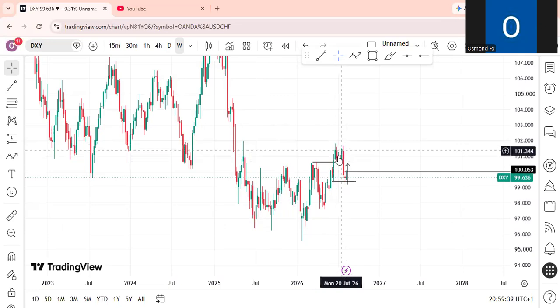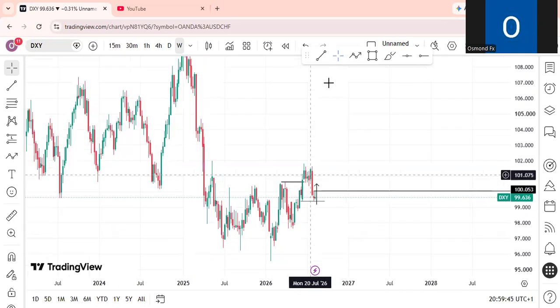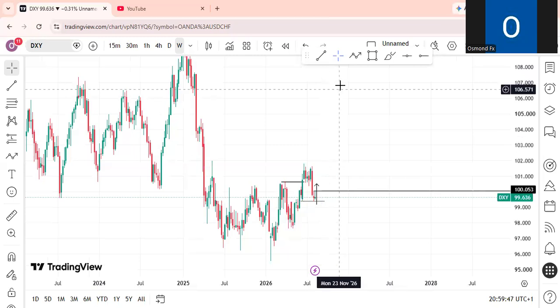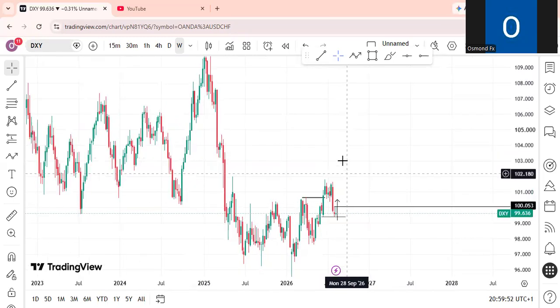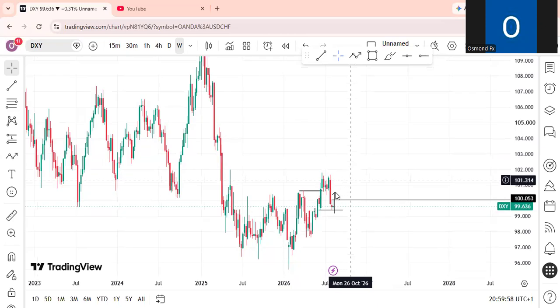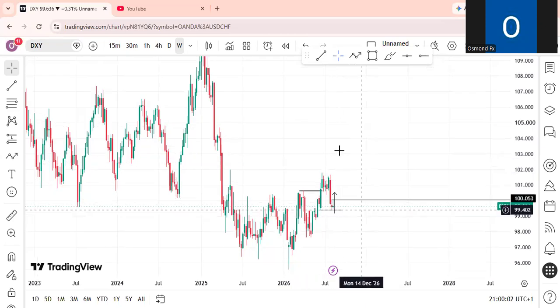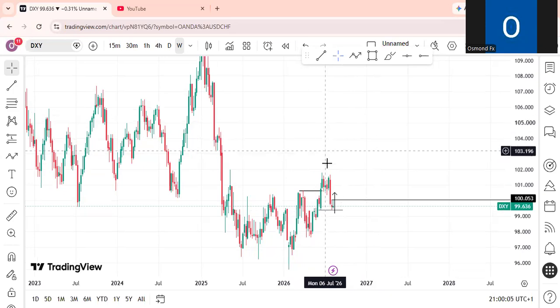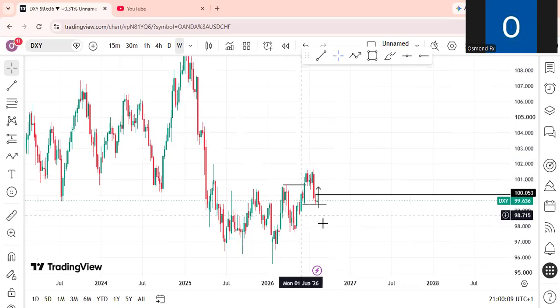You can see this structure here. This high is higher than this. That is a signal that the market is eventually bullish, that we're expecting more buying opportunities. And if DXY is buying, it means that pairs that end with USD, like Euro USD, GBP USD, AUD USD, are going to be selling. Once DXY is buying, you're going to be looking for selling opportunities on them. That is why we always analyze DXY.